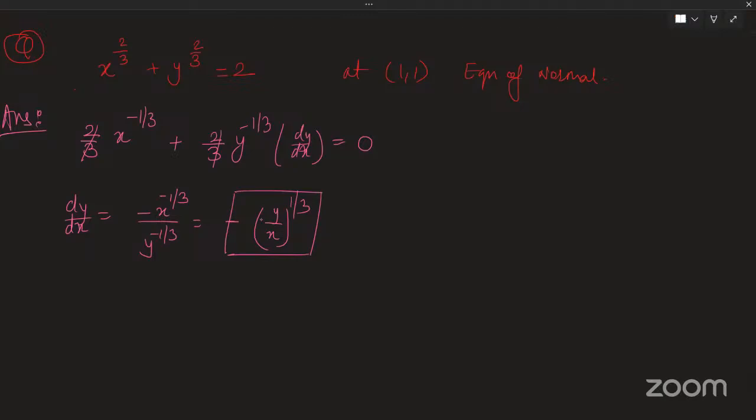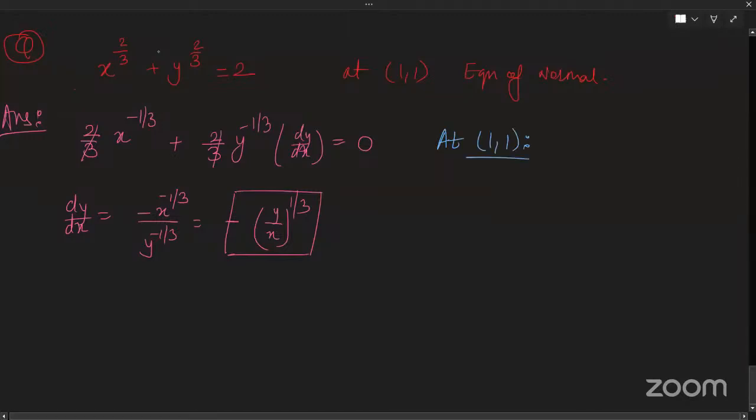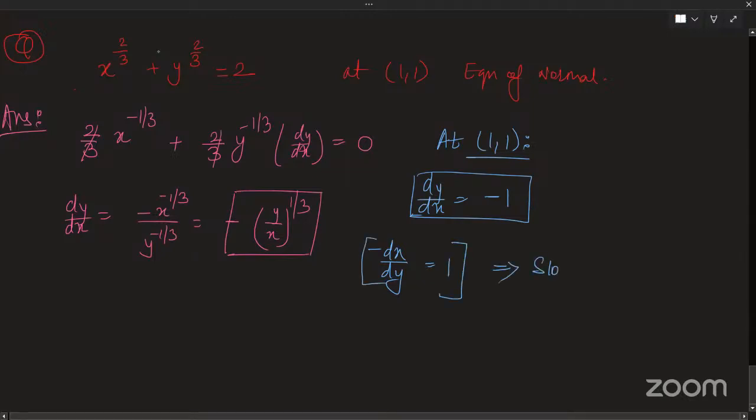So at this point 1 comma 1, do I know the value of dy by dx? Can you tell me what is the value? Minus 1. So what will be the value of minus dx by dy? The reciprocal of minus 1, which is 1, right? So this minus dx by dy denotes what? Slope of normal. Yes, this is my slope of normal.